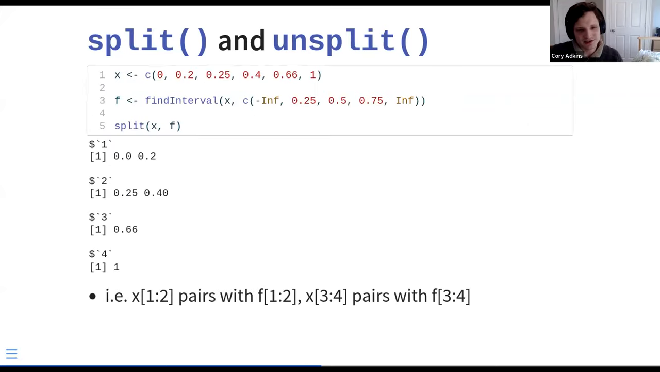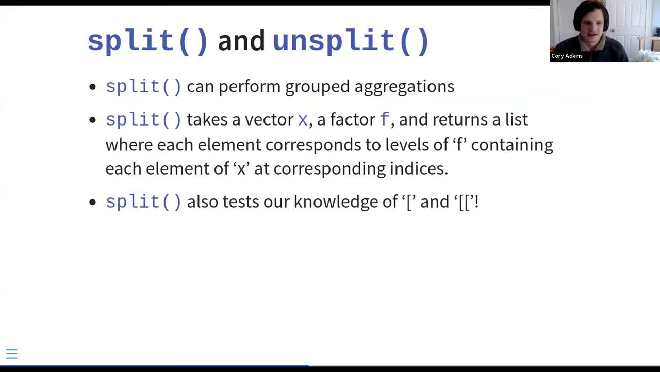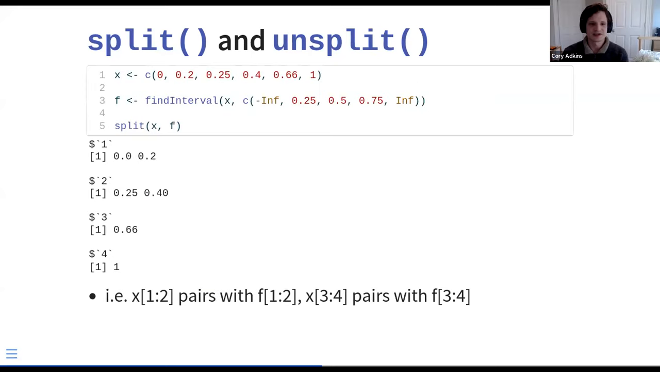And the way it works, just to try and visualize it, is that it takes a vector and a factor of the same length and returns a list where each element corresponds to a level of the factor and contains each element of X. So that's a little abstract, but you can see it here. Also, in the book, it doesn't specify that it's a vector, for example, a factor.